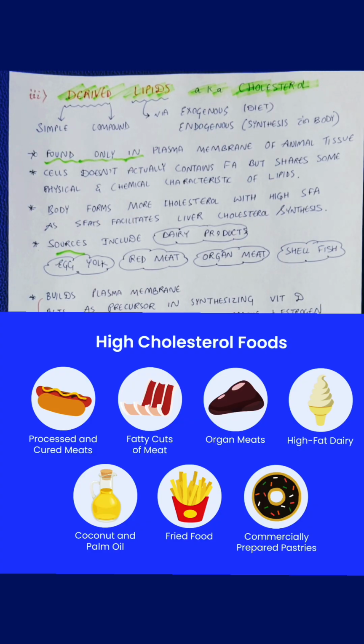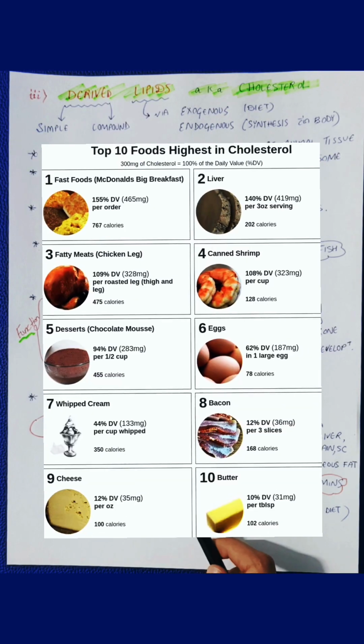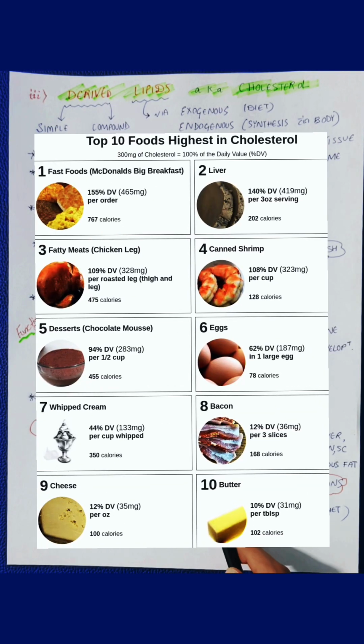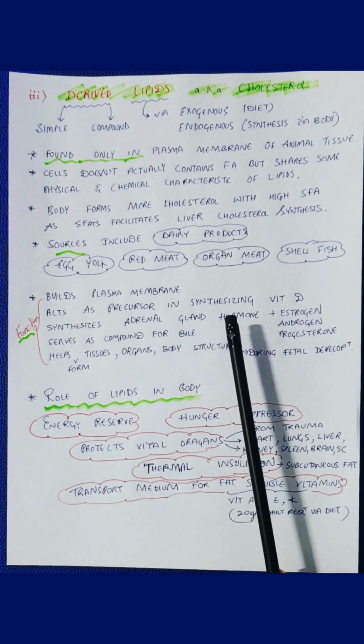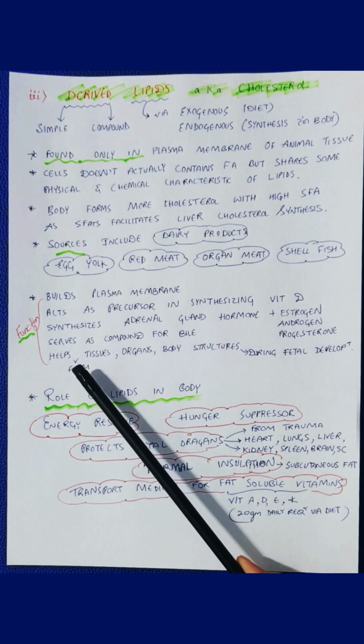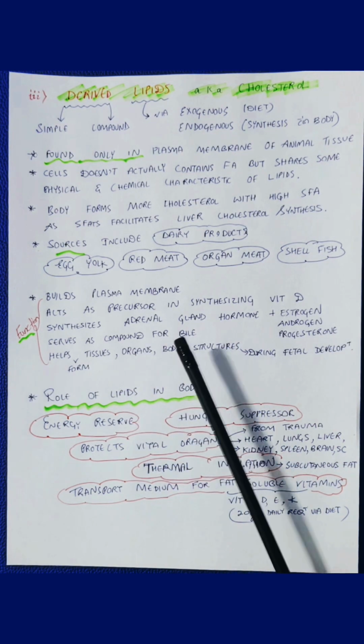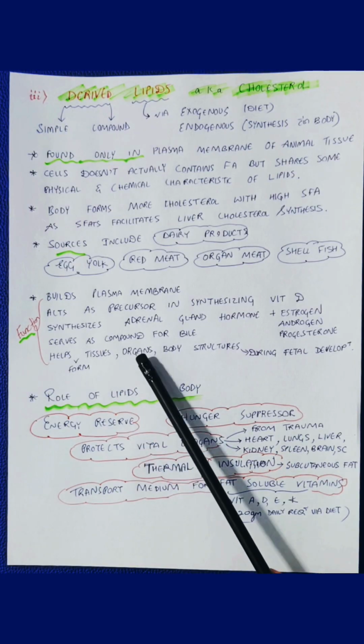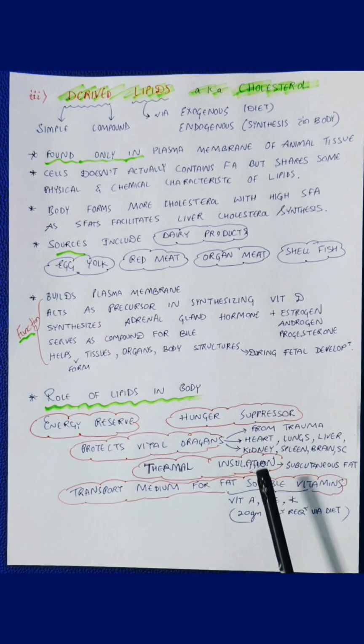What are its functions? Derived lipids build the plasma membrane. They act as precursors in synthesizing vitamin D. They synthesize adrenal gland hormones along with estrogen, androgen and progesterone. Fats serve as a component of bile. Fats also help form tissues, organs, and body structure during our fetal development.